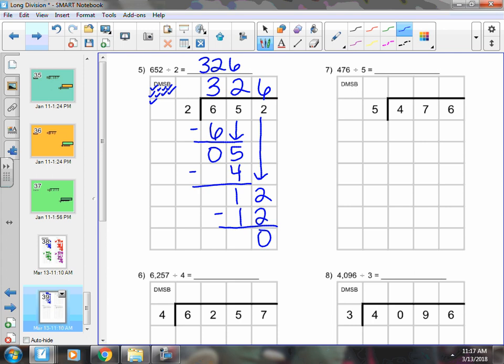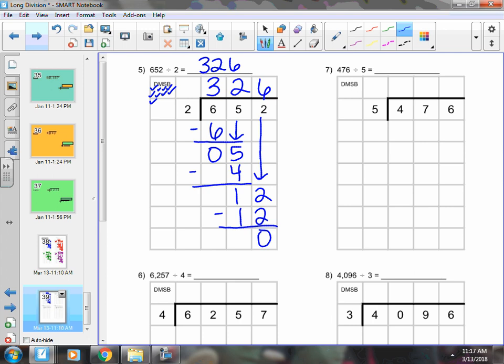Number 7, 476 divided by 5. Groups of 5. Can you tell this one will have a remainder? The number 476 ends in a 6. It would have to end in a 0 or a 5 if we're dividing by 5 for it to work out perfectly. This one's going to have a remainder.